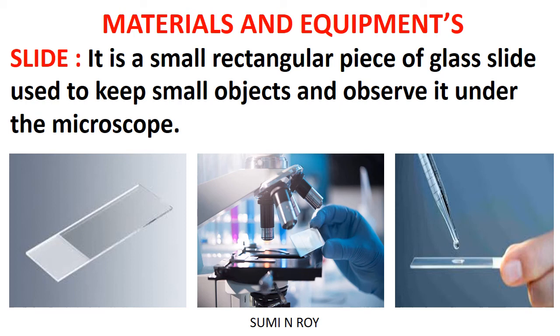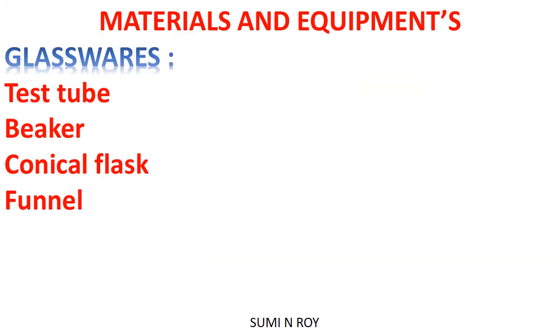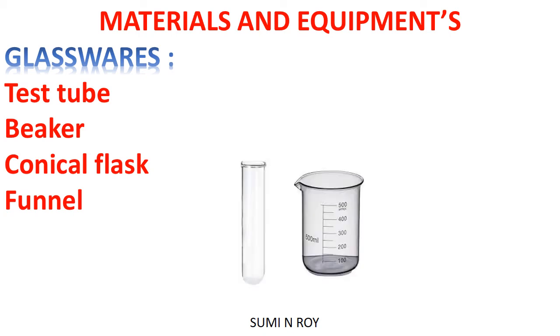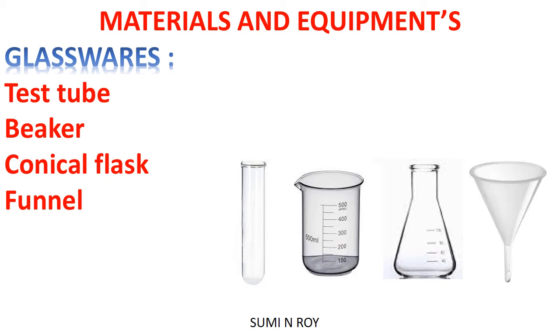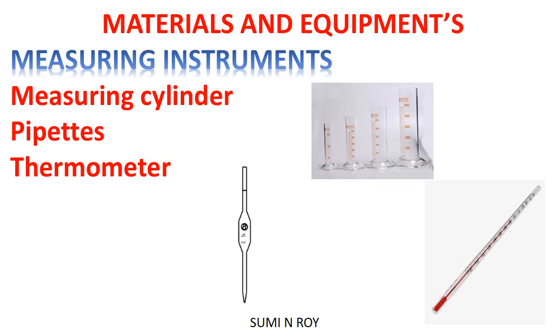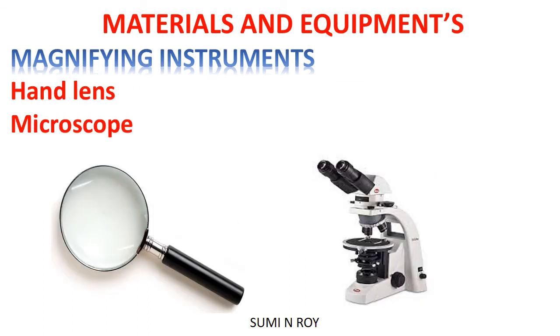Now let us recapitulate what we have learned in this class. Firstly, we have learned about glasswares. Under that we have learned about test tube, beaker, conical flask and funnel. We have also learned about measuring instruments like measuring cylinder, pipettes and thermometer. We have learned about magnifying instruments like hand lens and microscope.